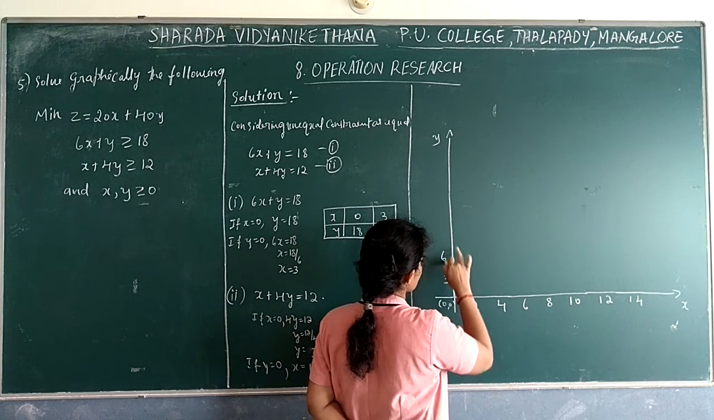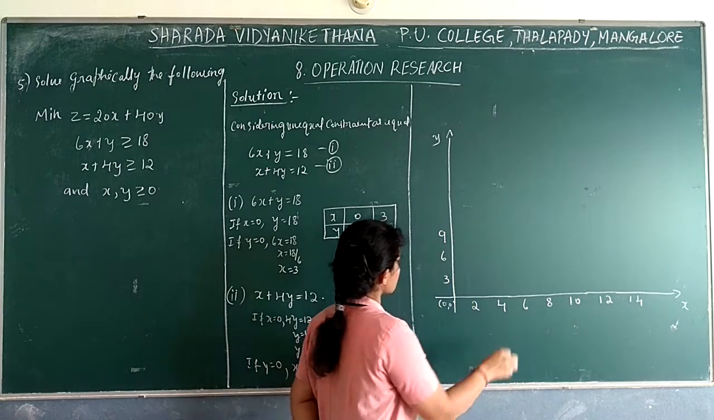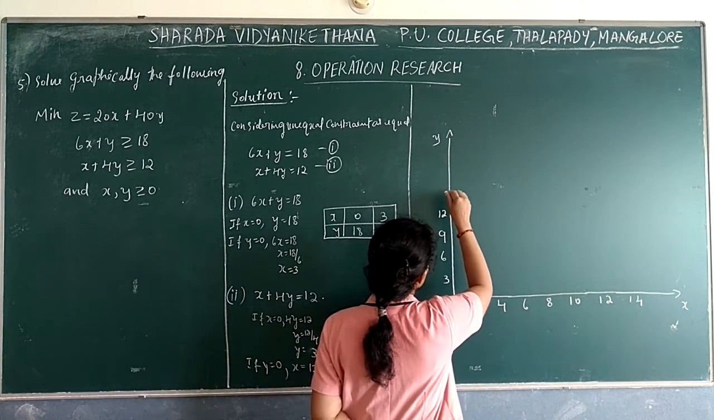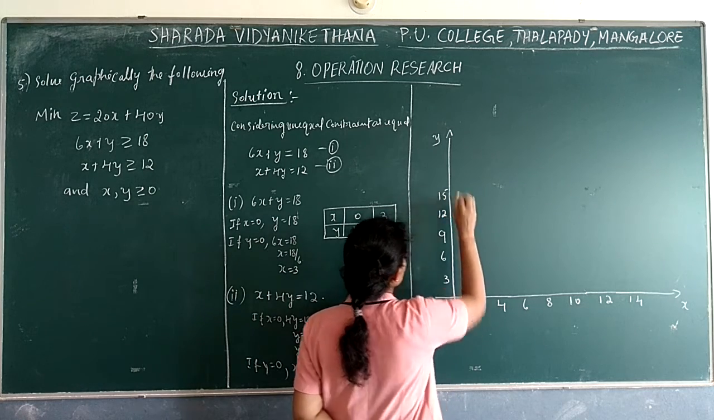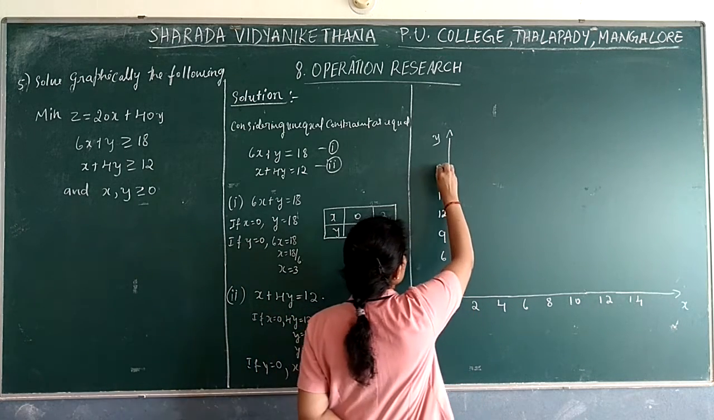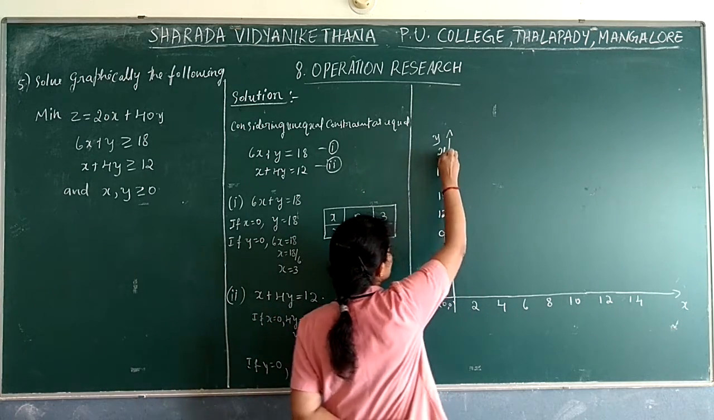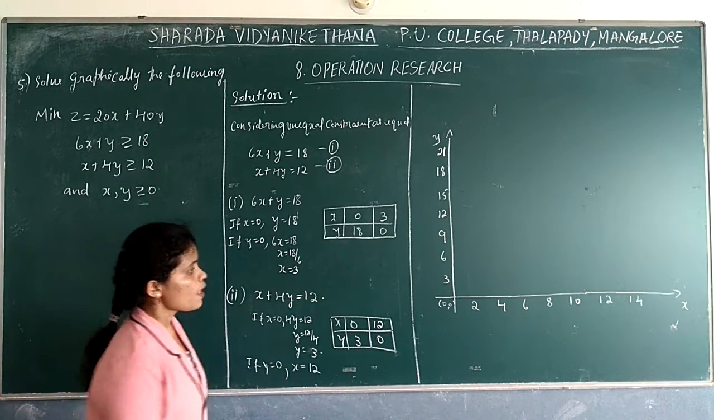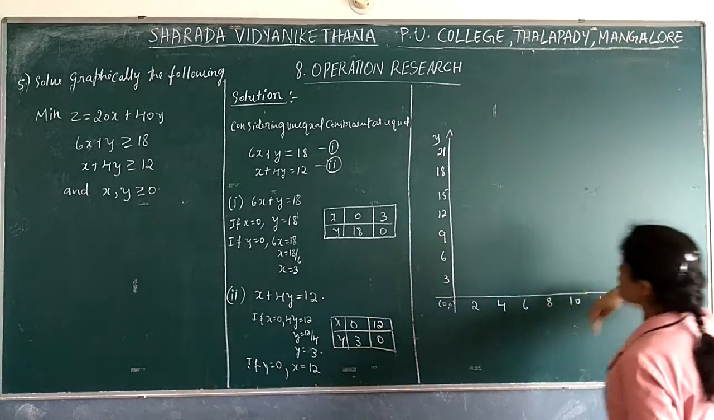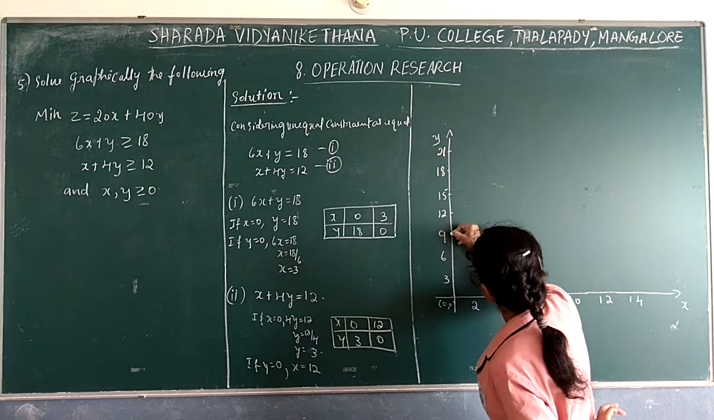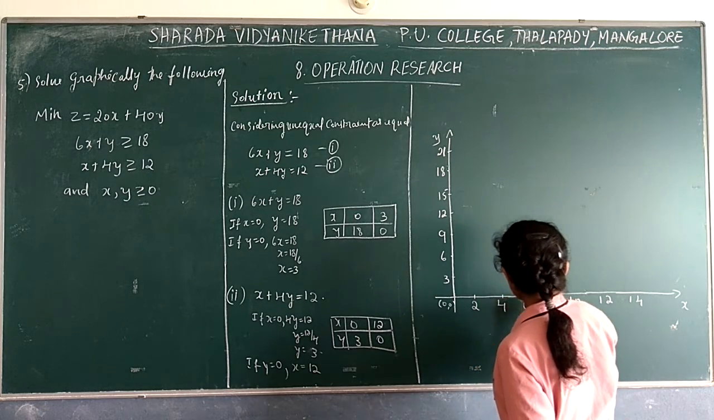So we'll extend 3, 6, 9, 12, then 15, 18. Then one more if you want to write, that is 21. So now we write the scale here. We write the scale.